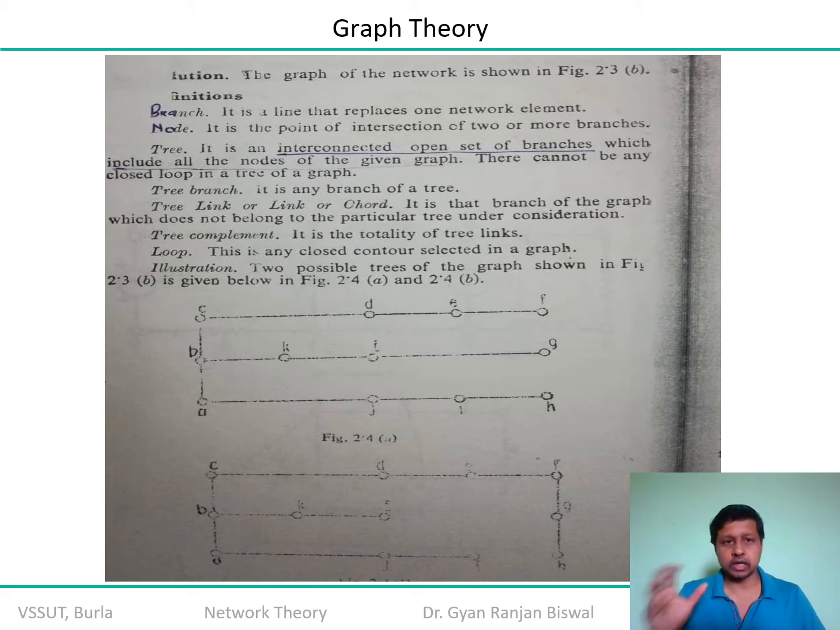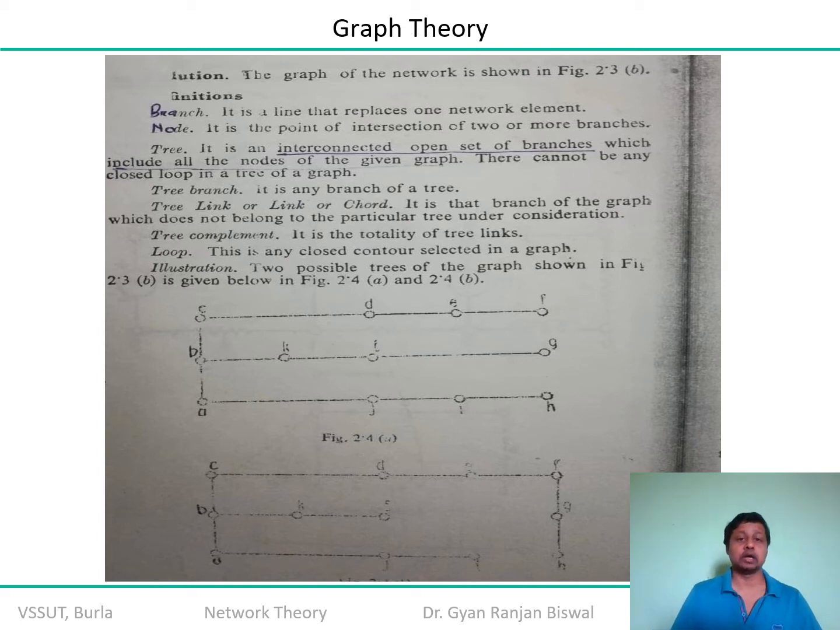So we understand what a graph is, and therefore the question comes: what is a tree? Basically, a tree is an interconnected open set of branches. Please note this statement: an interconnected open set of branches that includes all the nodes of the given graph. Point to be noted, all the nodes of the given graph. But there cannot be any closed loop in a tree of a graph.